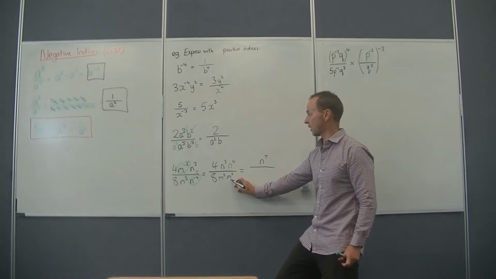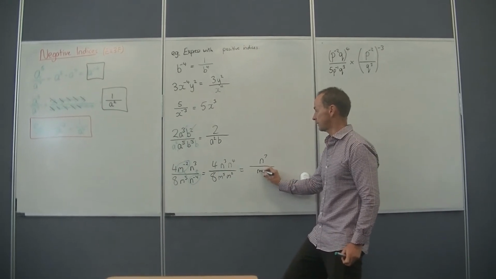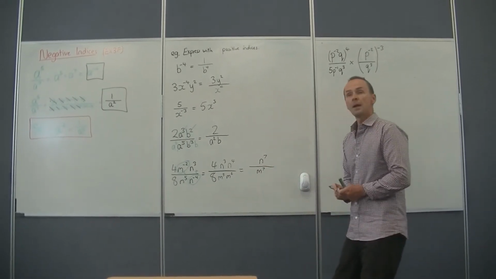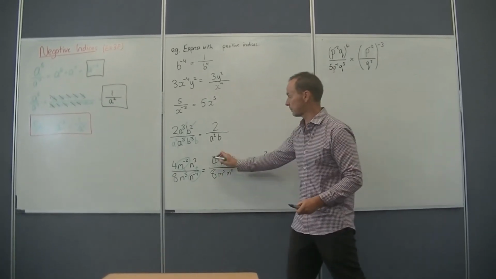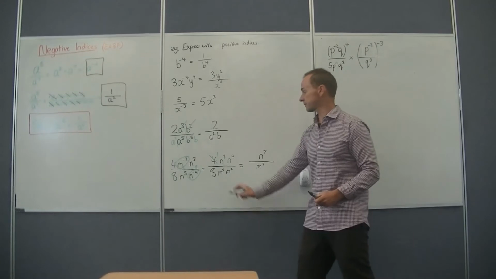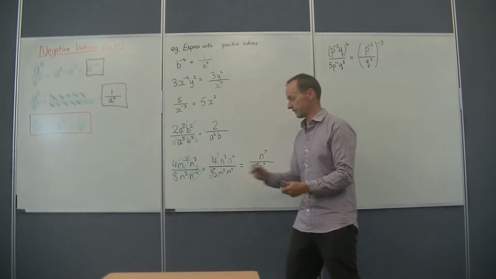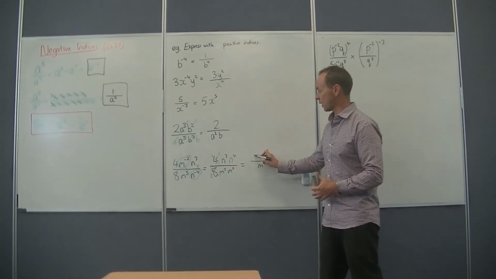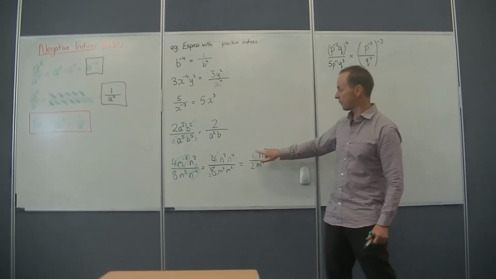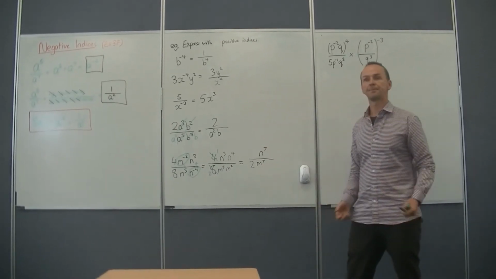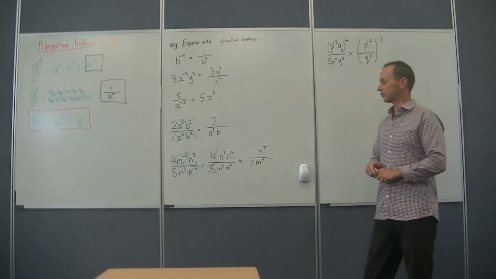M to the power of 5 times m squared is m to the power of 7. But I've left this bit here because 4 over 8, we can cancel that like normal numbers. 4 goes into 4 once, 4 goes into 8 twice. So we've just got a 1 on the top and a 2 on the bottom line. And that's finished. Although we don't put the 1 at the top, do we? No. We don't need to do that.